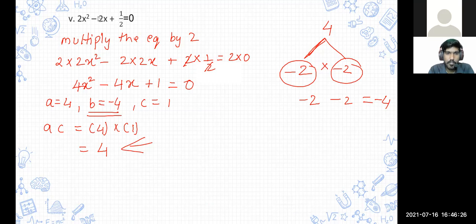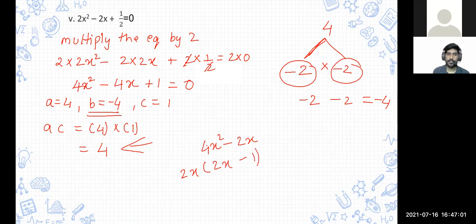What will you take common out of 4x squared minus 2x? Take 2x common. When you take that out, you will get 2x inside, and here minus 1.